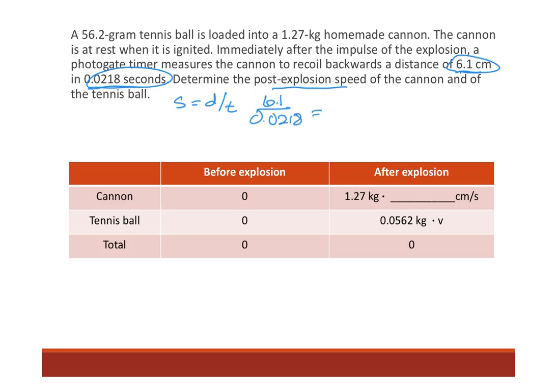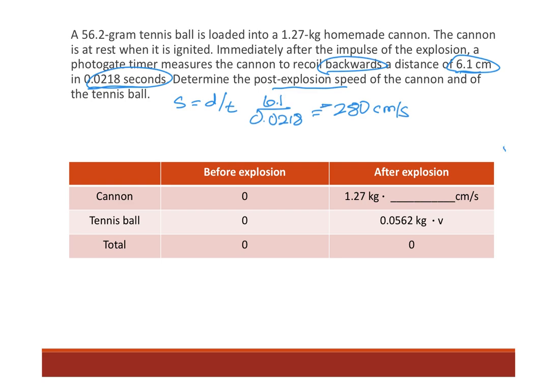And if we do that math and round it off, that's going to give us a speed of 280 centimeters per second. And since we're dealing with velocity here, and it's sending the cannon backwards, it is a negative value.